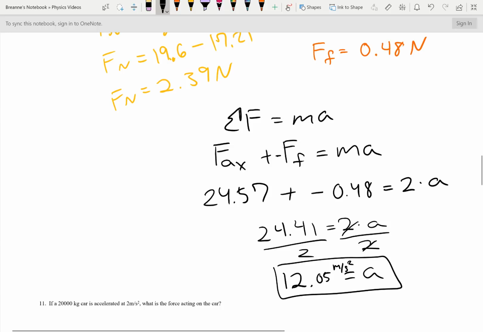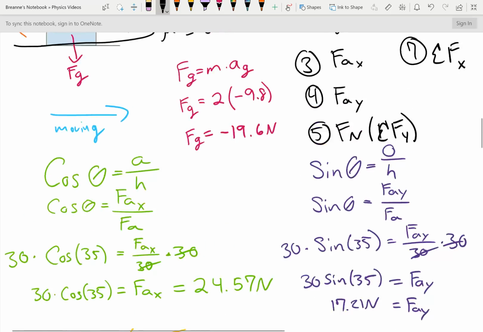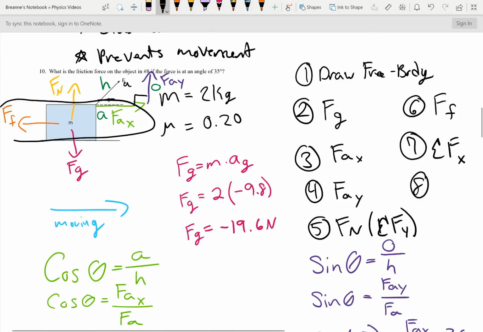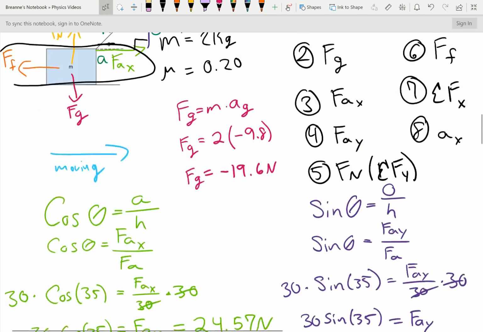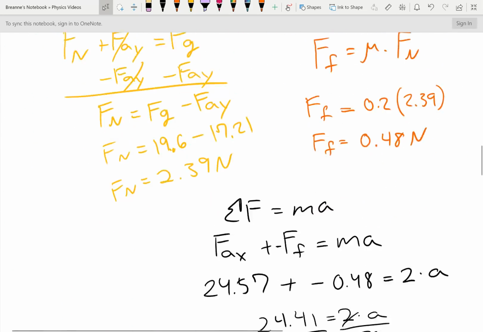So there we go. I kind of did step 7 and step 8 together, but that is for a pulley. You pulled at an angle.